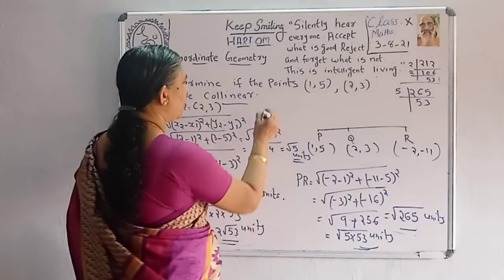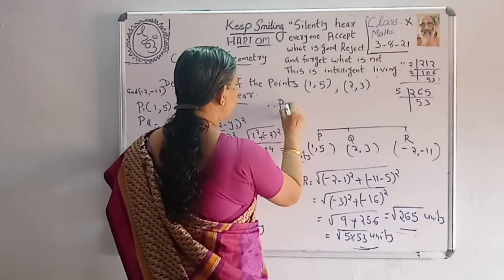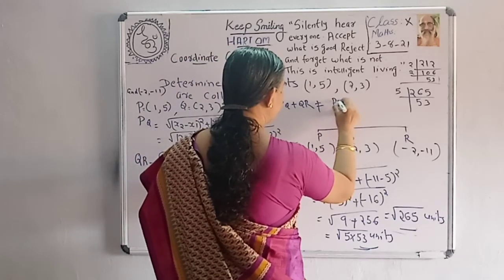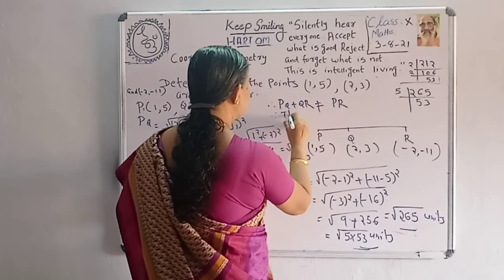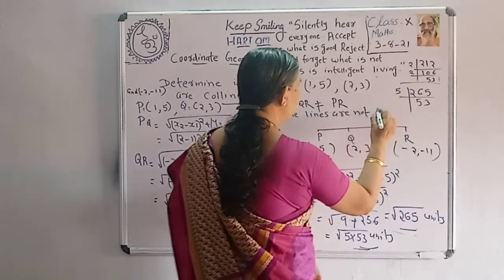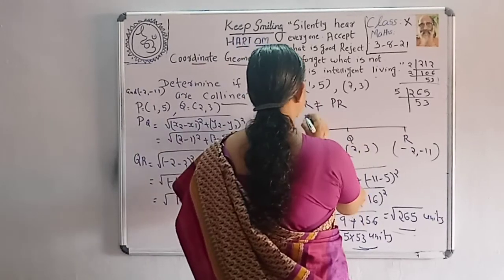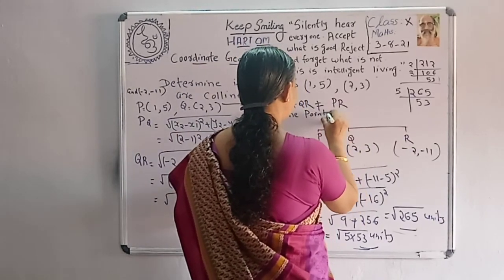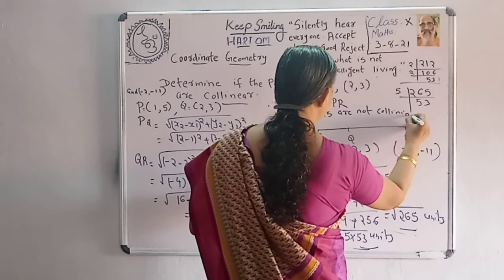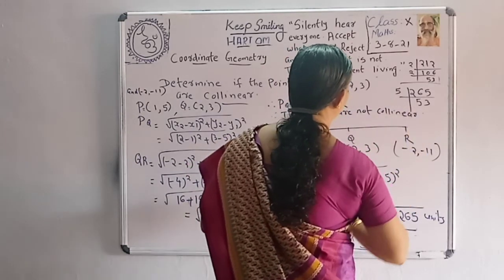Therefore, PQ plus QR is not equal to PR. Therefore, the lines are not collinear. Sorry, the points are not collinear, not lines. The points are not collinear.